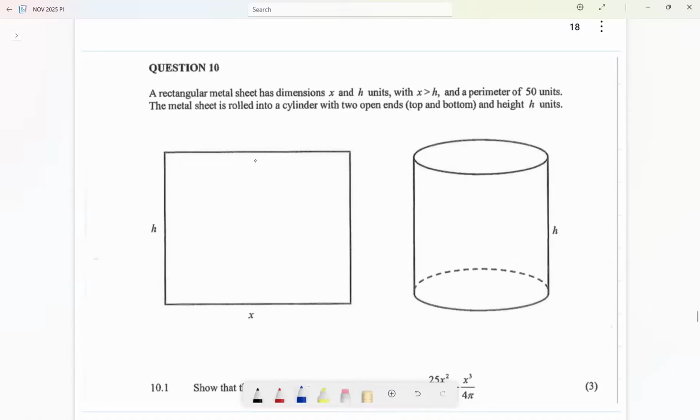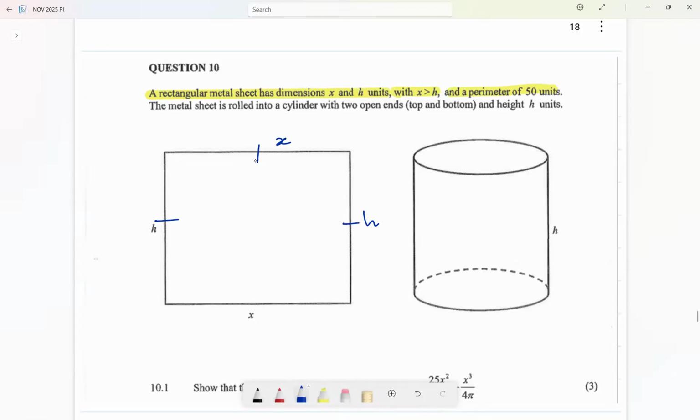Right. Let's look at question 10, optimization. It says a rectangular metal sheet has dimensions of x and h units, where x is greater than h, and perimeter 50 units. So these are the dimensions. Remember, this dimension and this dimension are going to be equal. These are going to be equal. And the total here is going to be what?